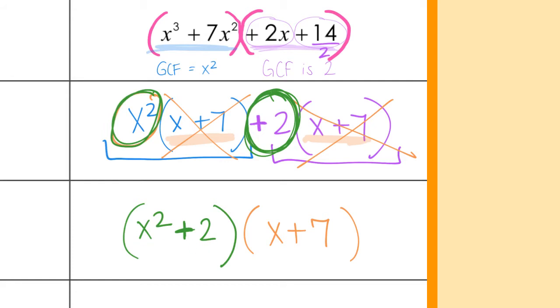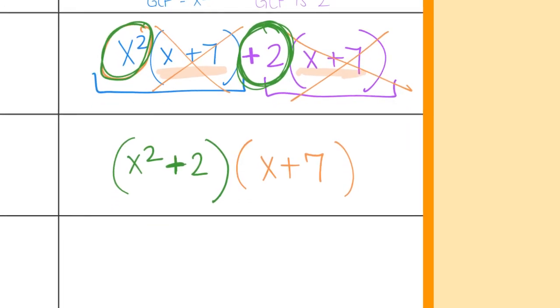Now, some people prefer to write the x plus 7 first. I've seen it both ways. So you could write it like this, x plus 7, and then the other one could be your x squared plus 2. It does not matter which order that you write them. But that's how you factor by grouping.